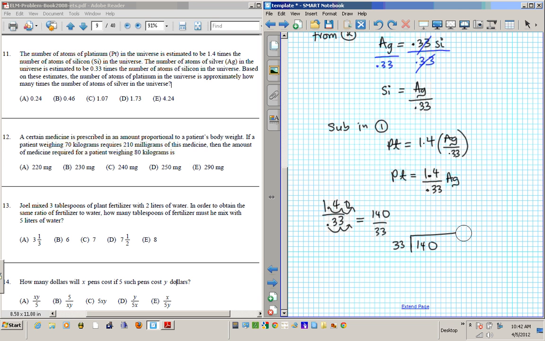33 doesn't go into 14, so we need to go to the whole number. 33 times 3 is 99, too small. 33 times 4 is 132, so I think that should work. 33 times 5 is, I think, 165, so that's too big. So 33 times 4, 132, subtract. 8 doesn't go, it's too small, so put a decimal point here.